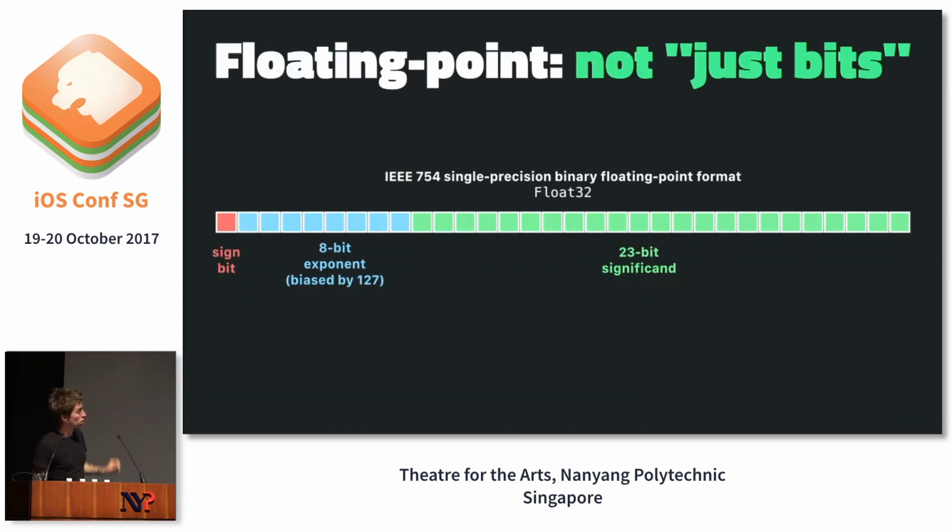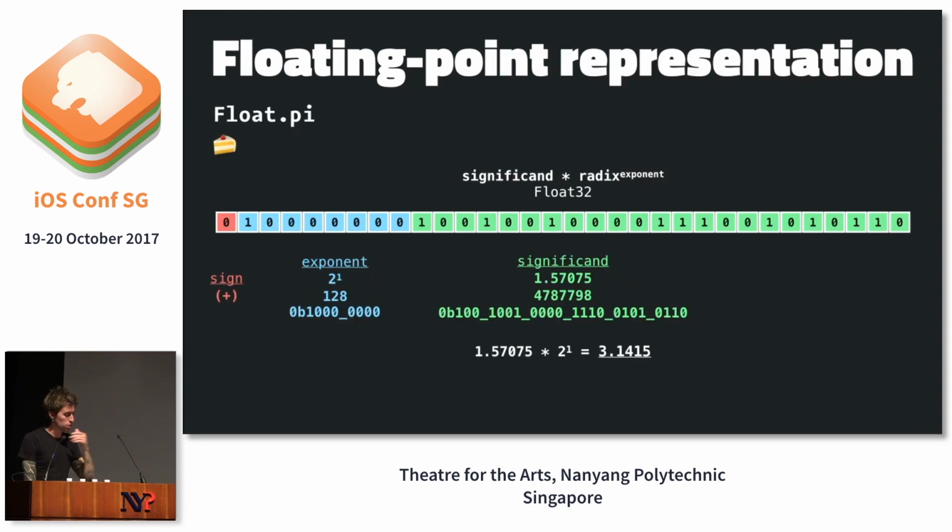So floating point values are not just bits. We have our leading single bit for our sign. We have our 8 bits for the exponent, and then the remaining 23 bits for the significand. And the bias in the exponent is 127. This makes it easier to store signed values. So any exponent that you have, you subtract 127 to get the actual exponent value. So we can look at the representation of pi, everyone's favorite number and dessert.